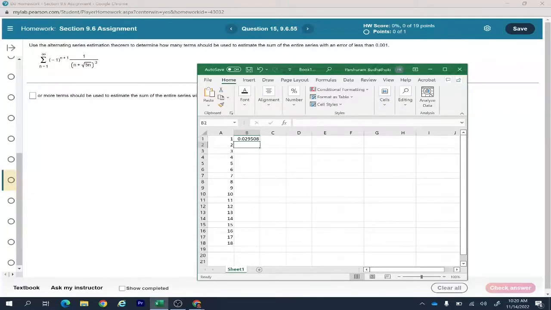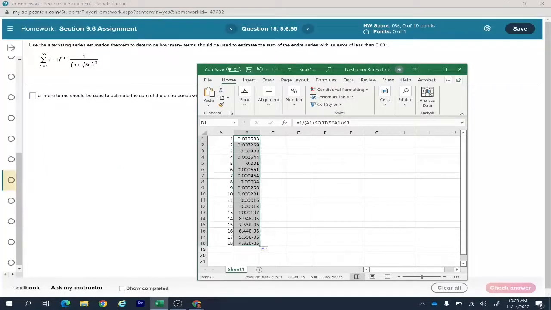And if I want to do the very same thing when I put n equal to 2, I just have to drag it down. You see that? And it's going to calculate the value of this term when n equals 1, 2, 3, 4, and my goal is to find the point where the value of the term is 0.001, or less than 0.001.